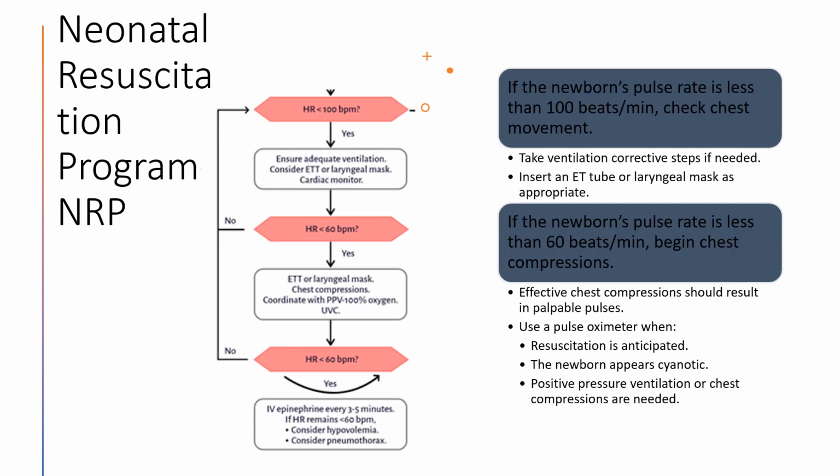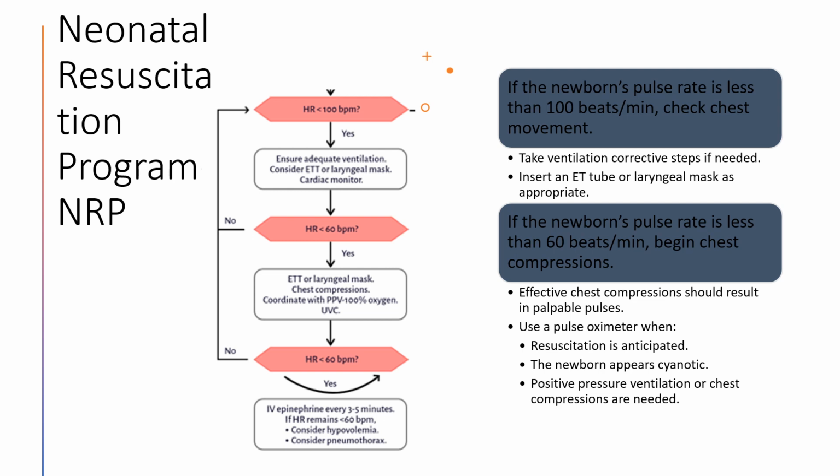If the heart rate's less than 100, ensure adequate ventilation. Consider endotracheal intubation. It's kind of hit or miss here. Sometimes a BVM or supraglottic airway is the way to go on these. If the heart rate's less, take whatever steps we need to.